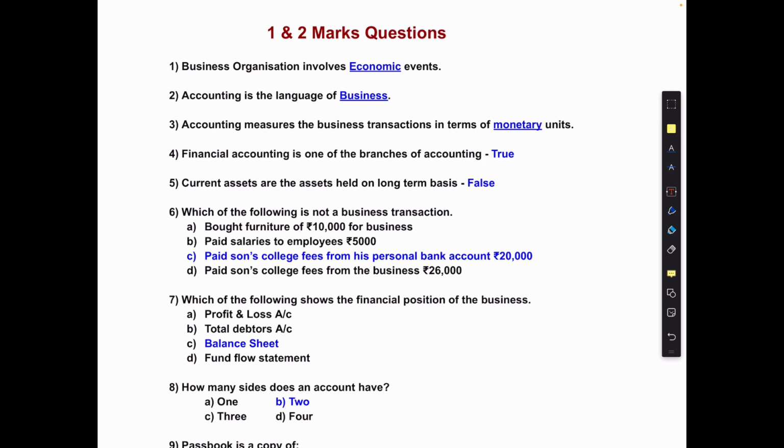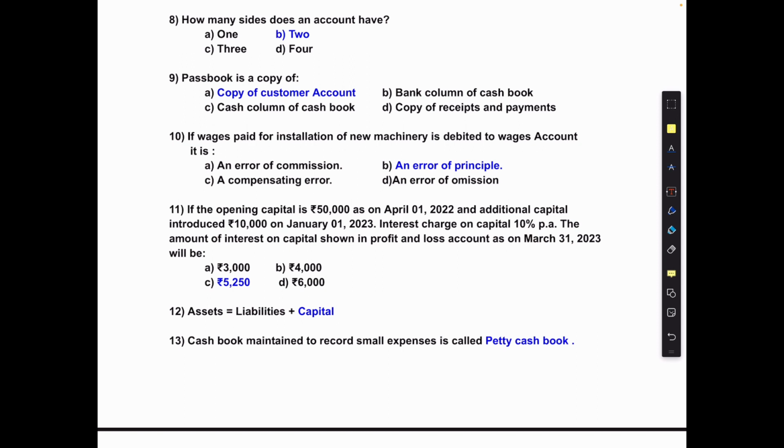Seventh, which of the following shows the financial position of the business? A. Profit and loss account. B. Total debtors account. C. Balance sheet. And D. Fund flow statement. Answer is C. Balance sheet. Eighth one, how many sides does an account have? Answer is B. 2. Ninth one, passbook is a copy of. Answer is A. Copy of customer's account.